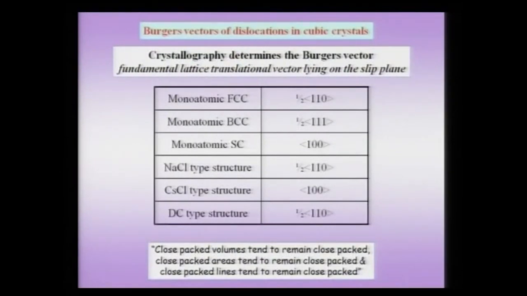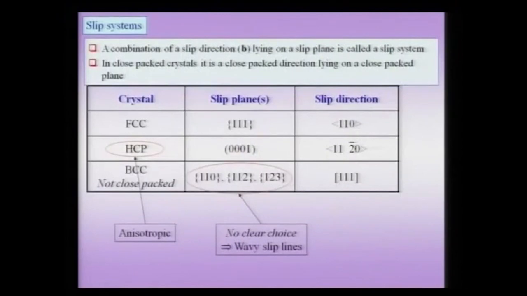Now, what is the Burgers vector of dislocations in cubic crystals? We know that it has to be the fundamental, or the shortest, lattice translation vector. From crystallography we know that in monoatomic FCC it is 1/2<110>, in monoatomic BCC it is 1/2<111>, in simple cubic it has to be <100>, in sodium chloride type structure, which belongs to the FCC lattice, it is 1/2<110>, and the CsCl structure, which is simple cubic, has <100>, and the diamond cubic structure, which is an FCC lattice, also has, similar to monoatomic FCC, 1/2<110>. So, in cubic crystals the Burgers vector is easy to determine.